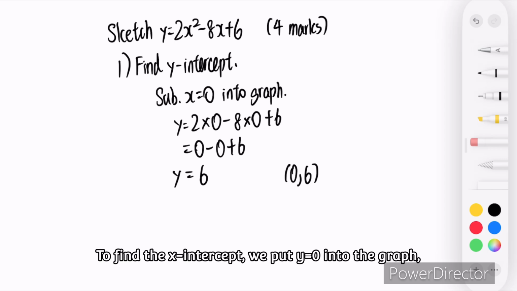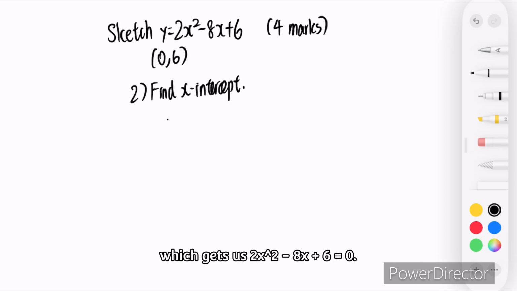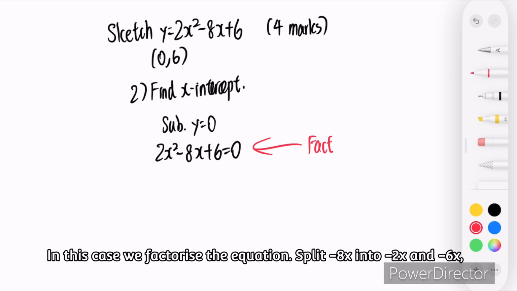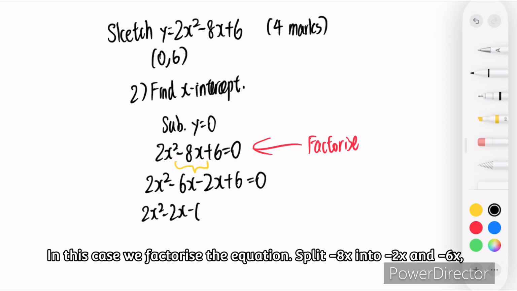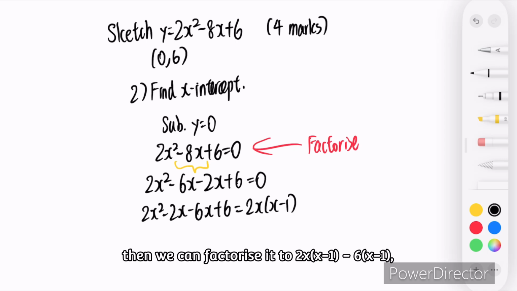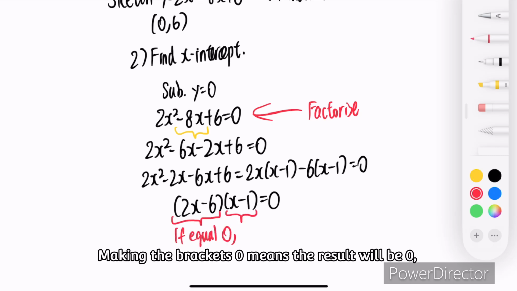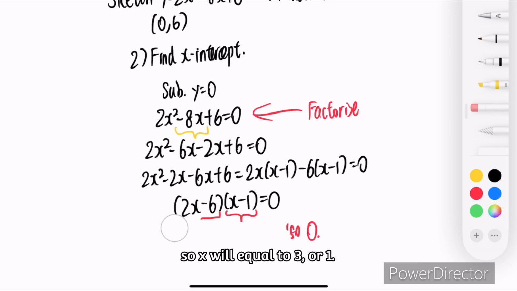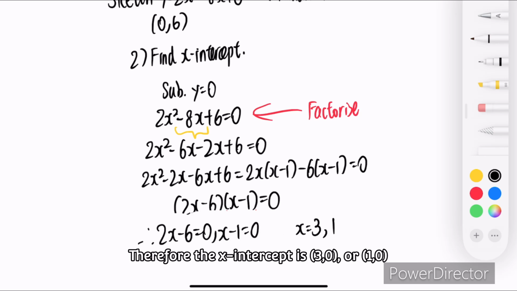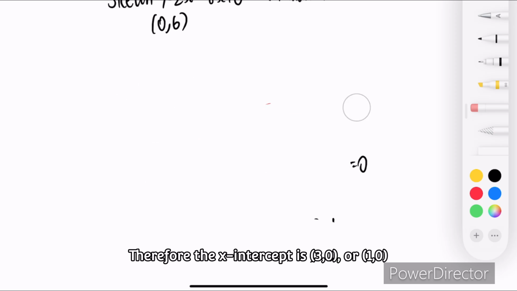To find the x-intercept, we put y equals 0 into the graph, which gets us 2x squared minus 8x plus 6 equals 0. In this case, we factorize the equation, split minus 8x into minus 2x and minus 6x. Then we can factorize it to 2x(x minus 1) minus 6(x minus 1), which gets us (2x minus 6)(x minus 1) equals 0. Making a bracket 0 means the result will also be 0, so x will equal 3 or 1. Therefore, the x-intercepts are (3, 0) and (1, 0).